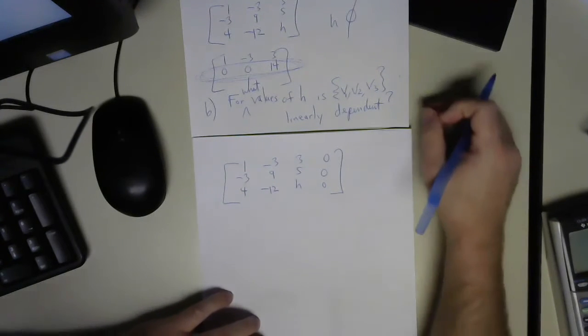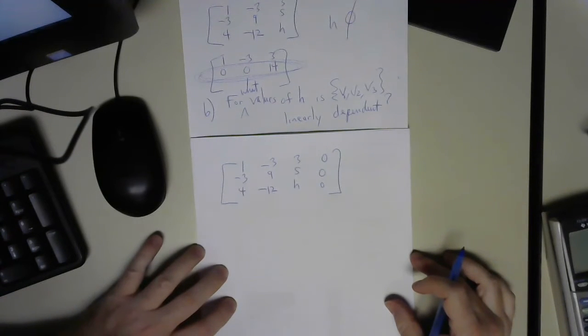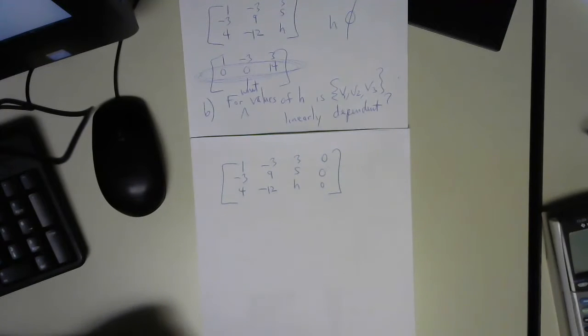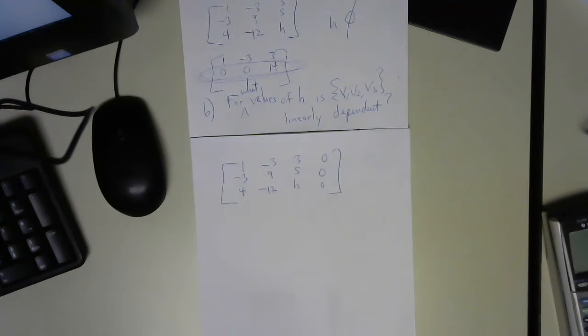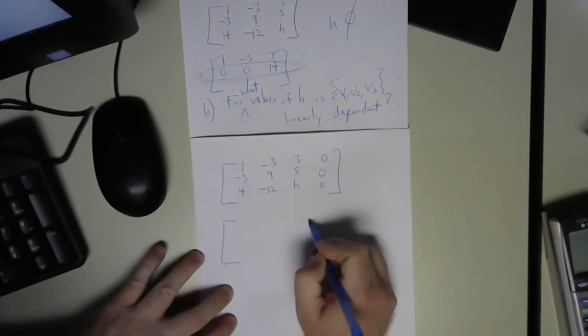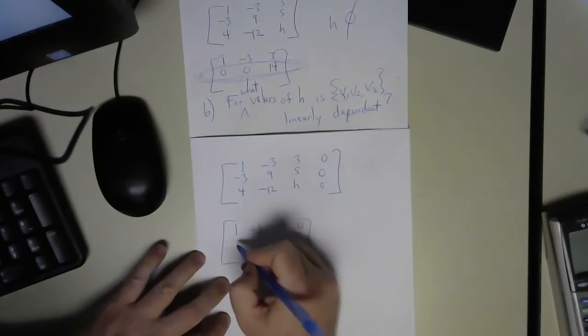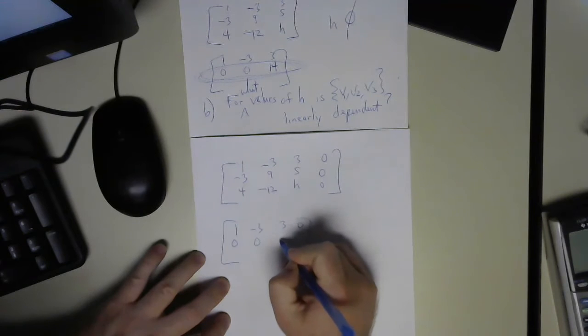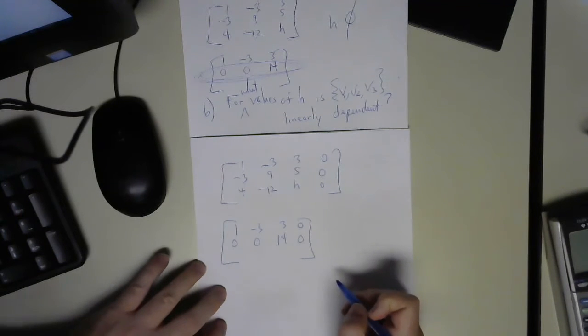So we want to force this thing to be linearly dependent for choices of h. All right. Now, this is a homogeneous system, so it's only going to be linearly dependent if we have infinitely many solutions. We already know that the trivial solution is a solution. So we want to force this thing to have at least one free variable. So keep that in mind. So I'm going to multiply the first row by 3, add it to the second. And I'll multiply the first one by negative 4 and add it to the third.